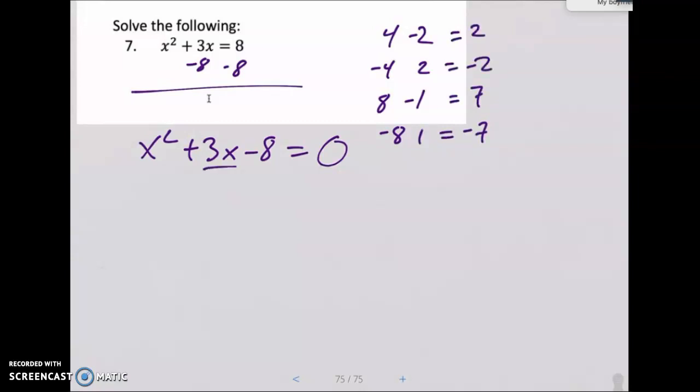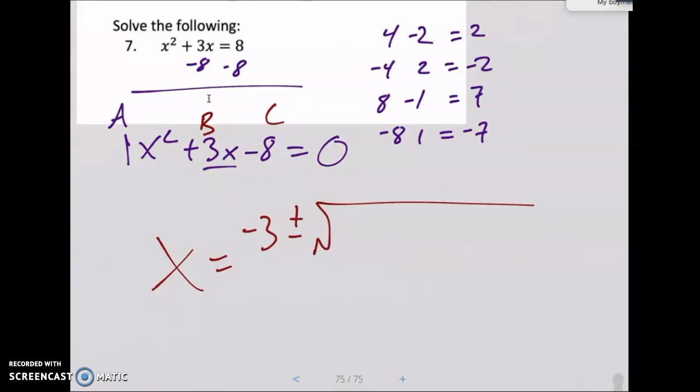So guess what? A, B, C. We're going to do the quadratic formula. X equals, go ahead, sing it. X equals opposite B plus or minus square root B squared minus 4AC, all over 2A.